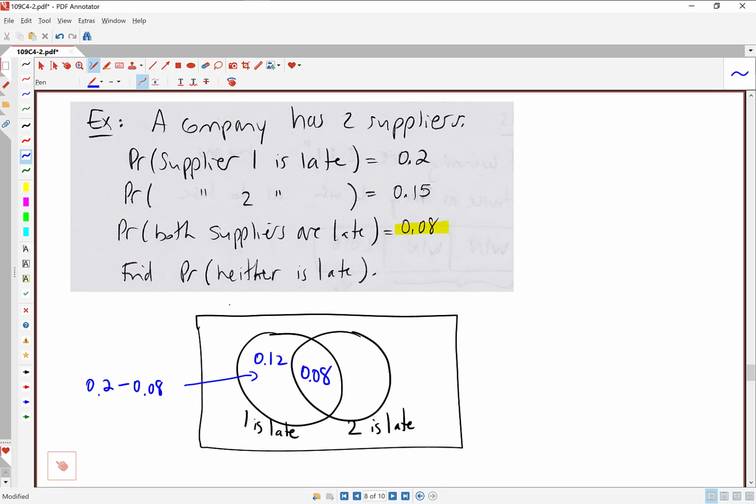So that's 0.12. And if we do a similar kind of reasoning over here, probability that supplier 2 is late is 0.15. But that 0.15 already has 0.08 accounted for. So if we do that little subtraction here, that's 0.07 here.